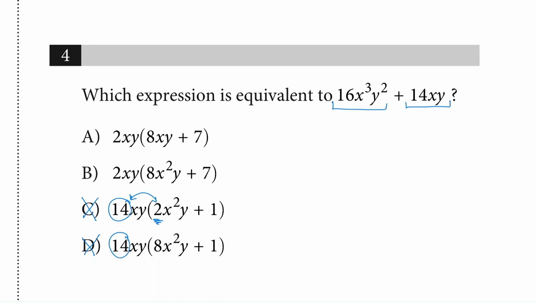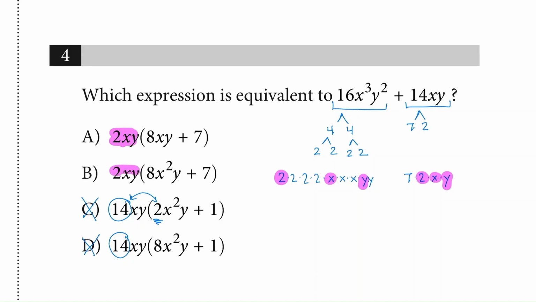So when we're looking for the greatest common factor, we can break down 16 into 4 times 4, and then also into 2 times 2. Then we have x cubed and y squared. So the prime factorization of 16x cubed y squared will look like this. 14 will be broken down into 7 and 2, and then we have x and y. The easiest way that I have found to find the greatest common factor is to write it out this way and then identify what they have in common. They both have a 2xy in common, and that's where they're getting this from.